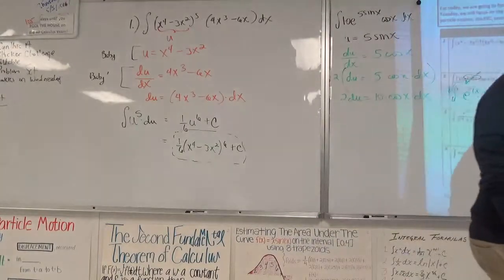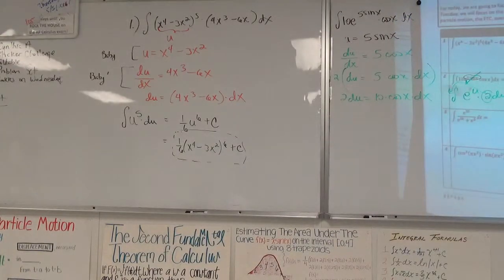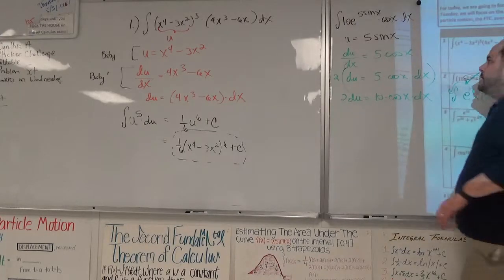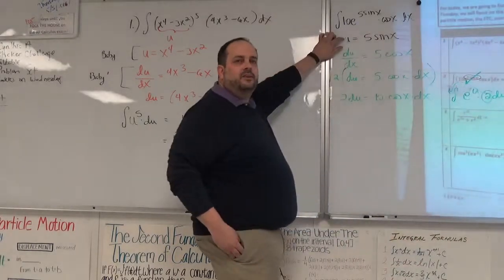What questions are out there? Melissa? For the 10, why can't you put 10 e to the u times something? So why 2 e to the u instead of 10 e to the u? Okay, so you're okay with, we identified the baby as 5 sine of x?